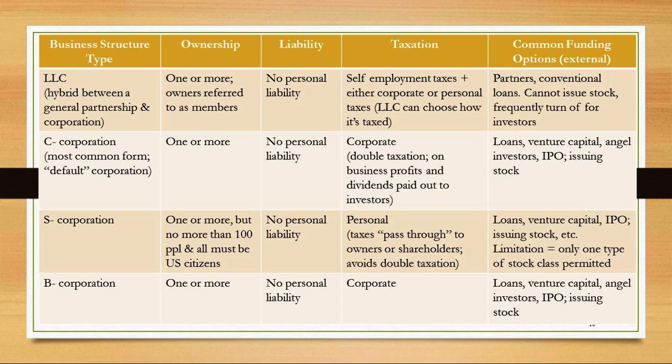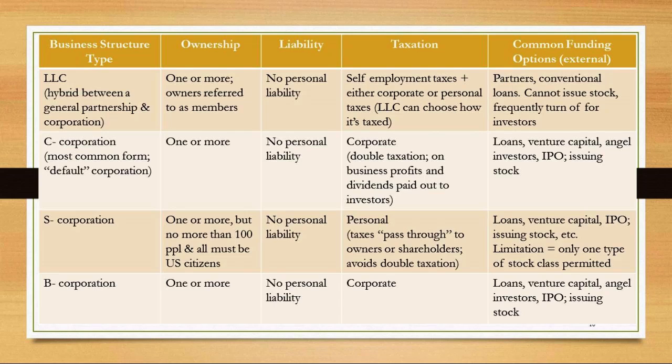Looking at slide number 10, we have a matrix that shows you the most common corporation structures. I won't be going through all of this because you can take a look at this on your own time and dive into some of these nuances. The big difference here, we have an LLC, as I mentioned before. It's basically a hybrid between a general partnership and a corporation.